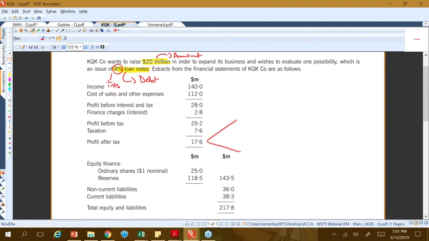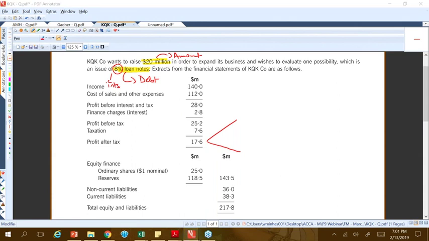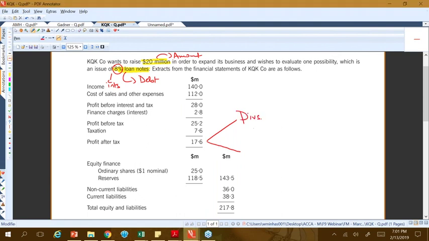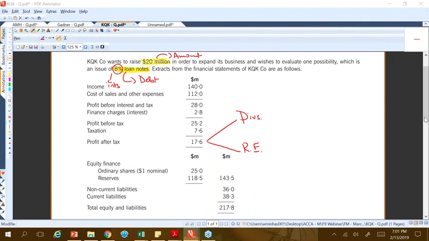We just covered that this evening as well. So what are the two parts in which our profit after tax is split? Dividends and retained earnings. Yes, very well done all. So the profit after tax is split into dividends and retained earnings. Good.